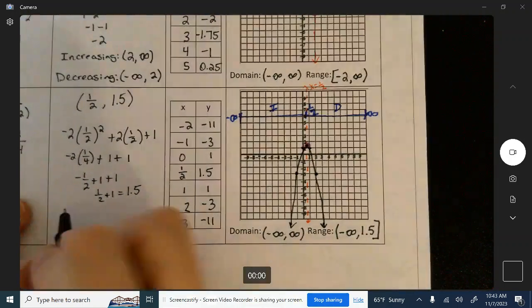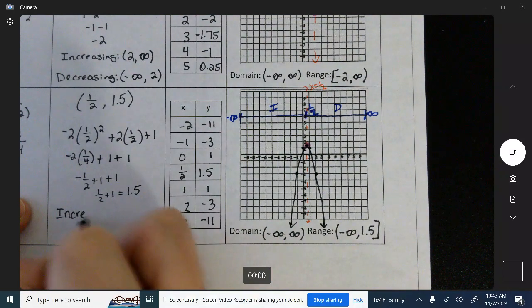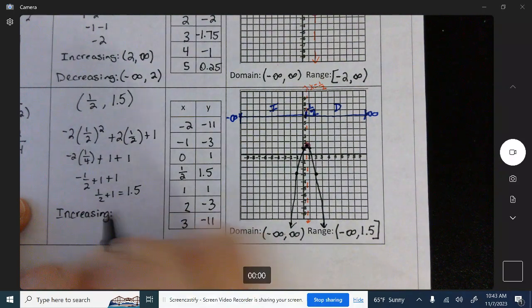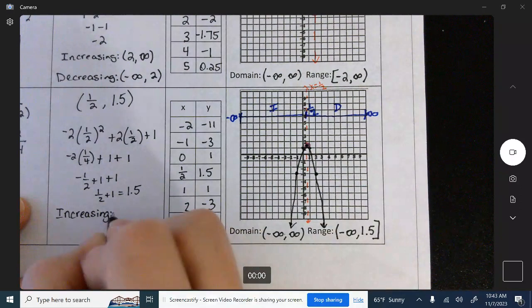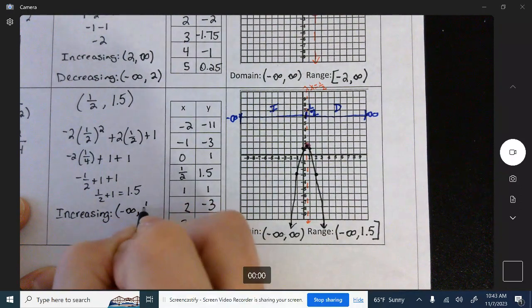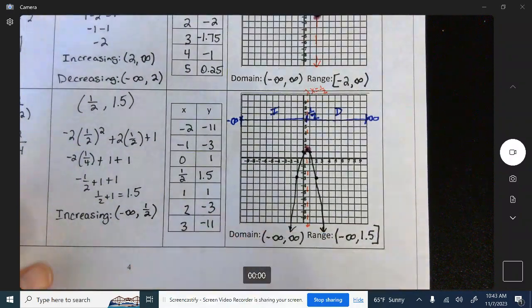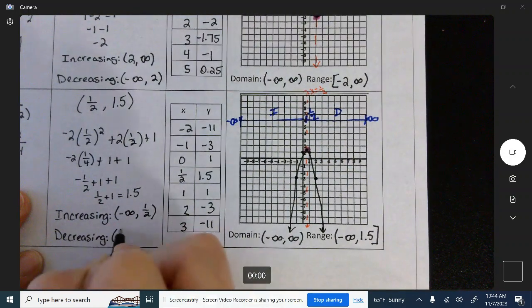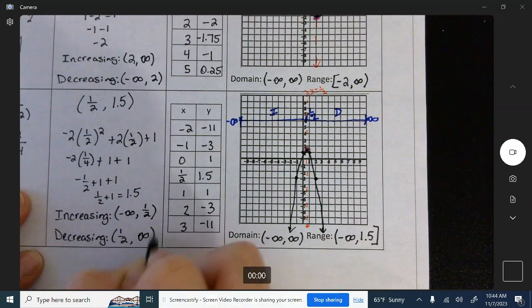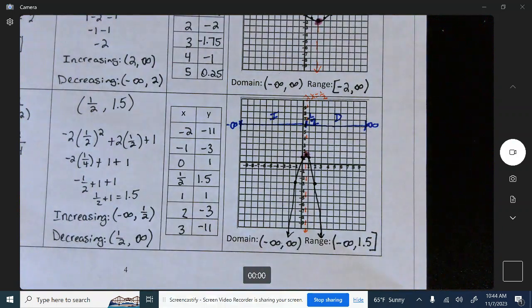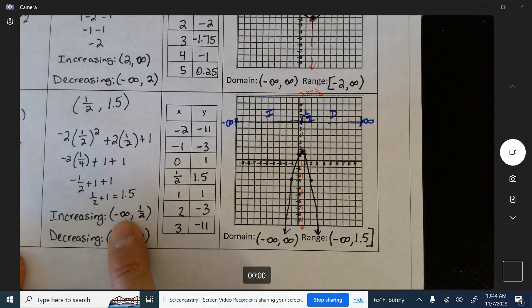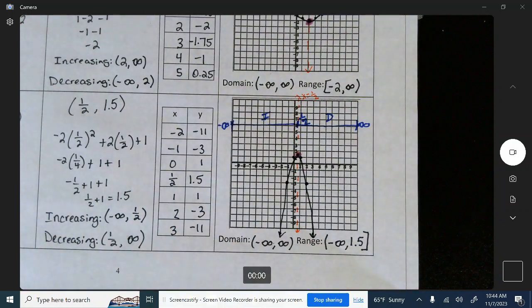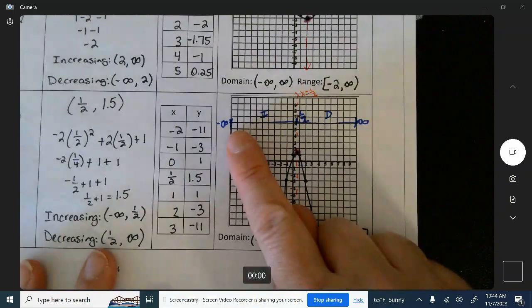So we are increasing from negative infinity to 1/2, and we are decreasing from 1/2 to positive infinity. Notice again, these followed the number line. Negative infinity to 1/2, 1/2 to infinity. That's the way it works its way across the number line, as you can see right here.